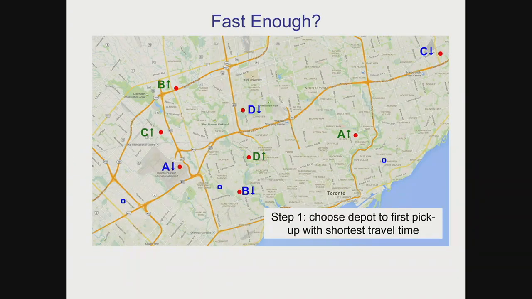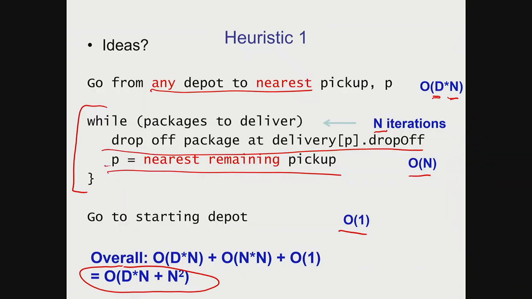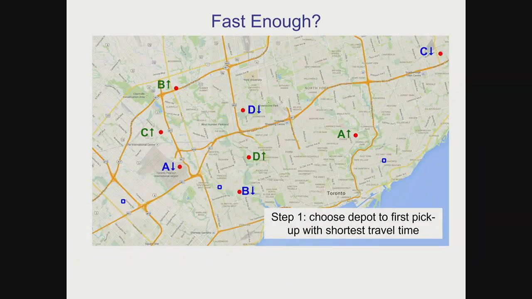Let's see if this is fast enough. So n squared is not bad. This n squared is what's going to dominate. Let's just take the first decision I have to make. From every depot, I need to know what's my travel time to every pickup.